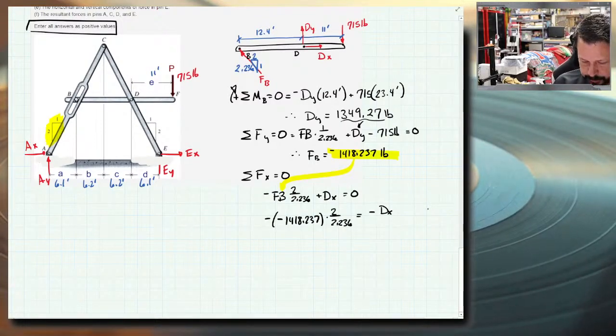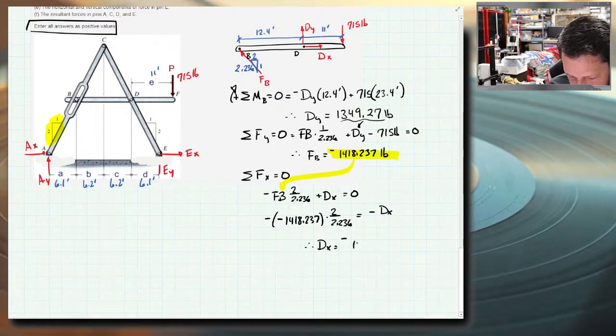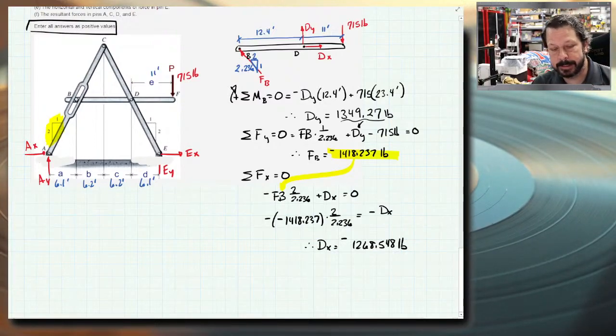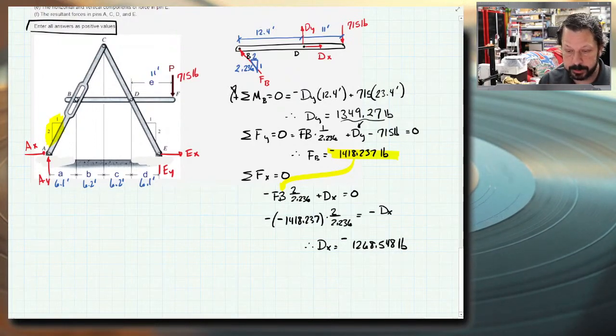And it equals times 2 divided by 2.236, negative 1268.548 pounds. And the negative again means I moved it the wrong direction. I drew dx the wrong direction.